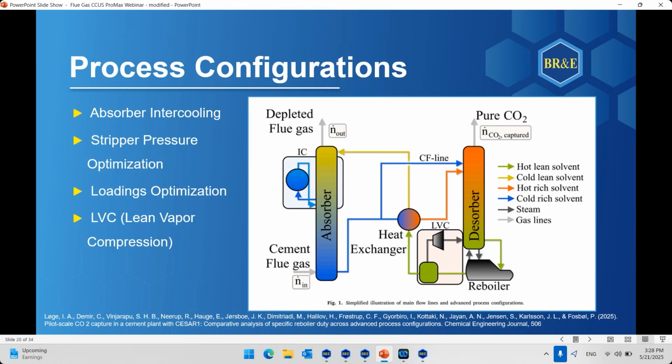And one last thing to mention is an interesting setup if you use a lean vapor compression. In the bottom portion of the stripper, as you can see on this figure here, you can install LVC, and that will help you reduce your SRD. But what you have to, of course, think about is that you're introducing a compression work there. Now, this figure, I took it from a really interesting paper which was presented this year. You have the citation down there, and maybe we have some of these authors present at our webinar today. If you guys are here, just raise your hand. This paper provides a really nice overview of how the different process configurations improve the SRD.